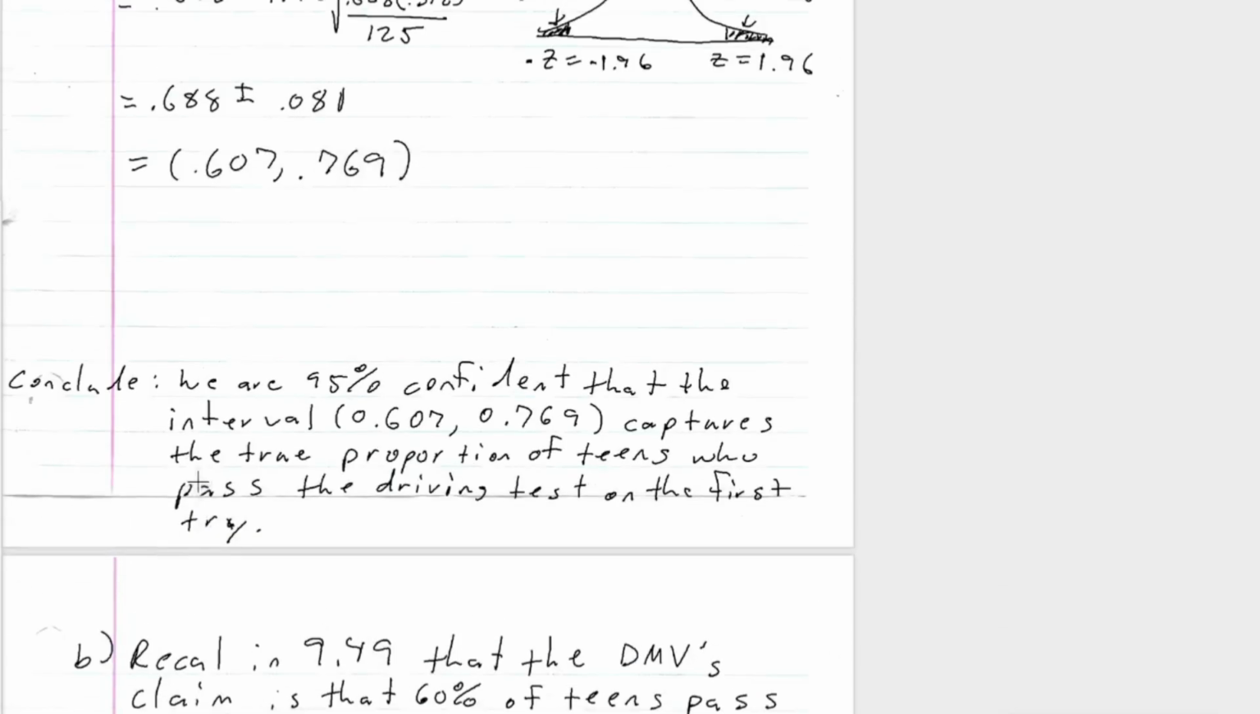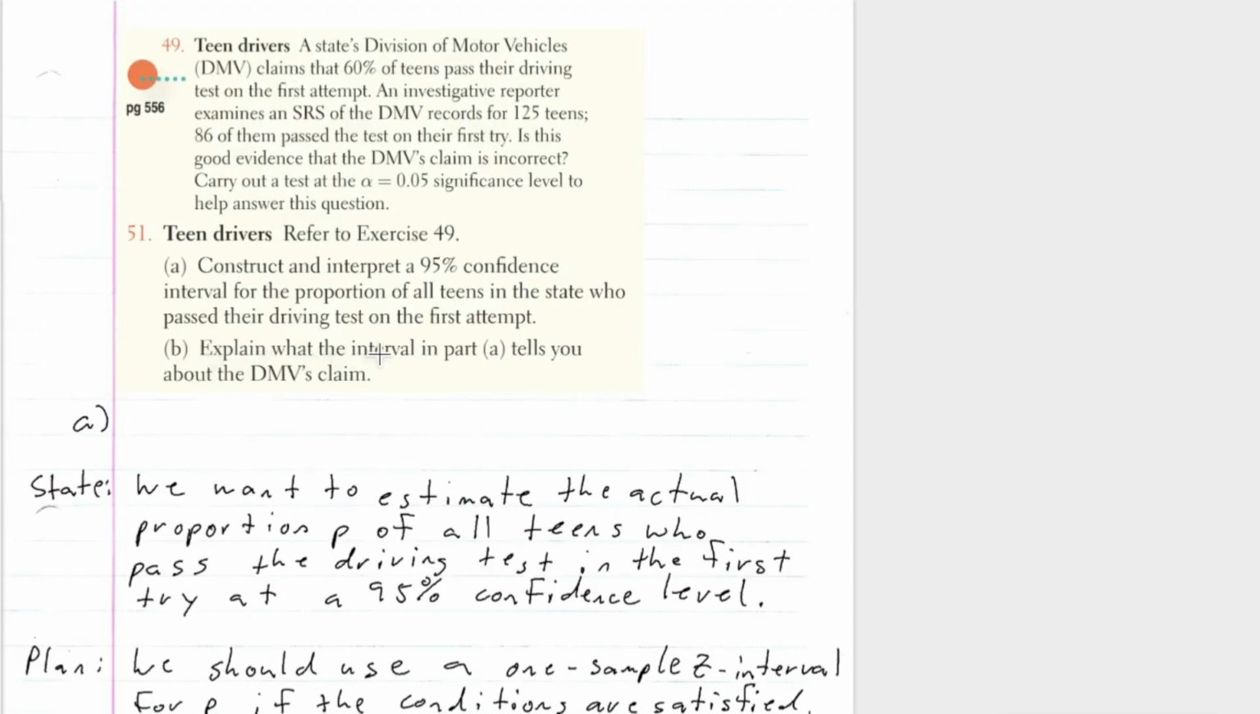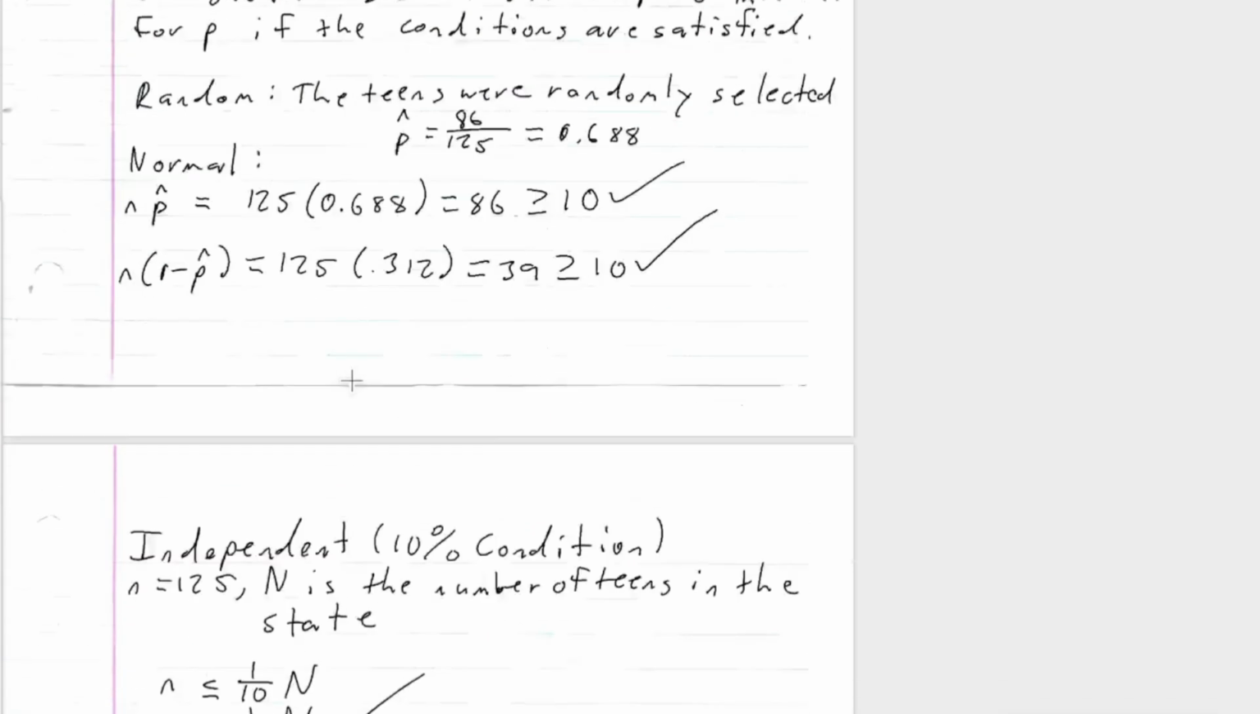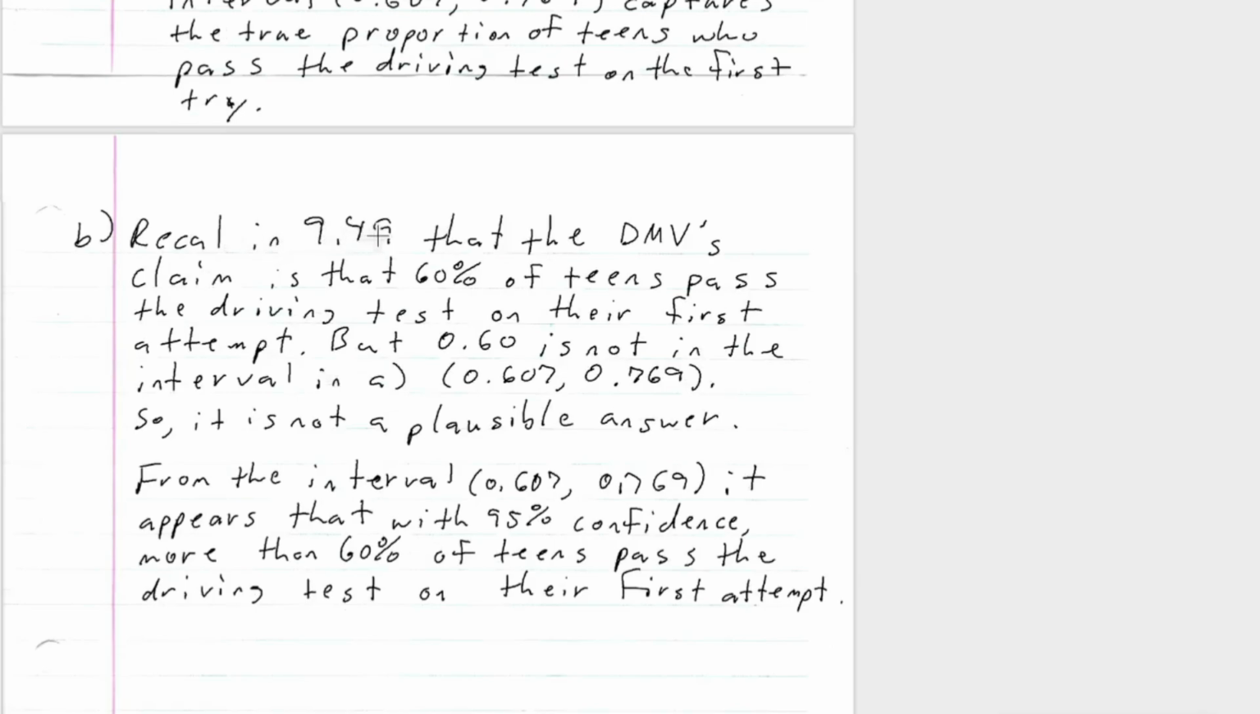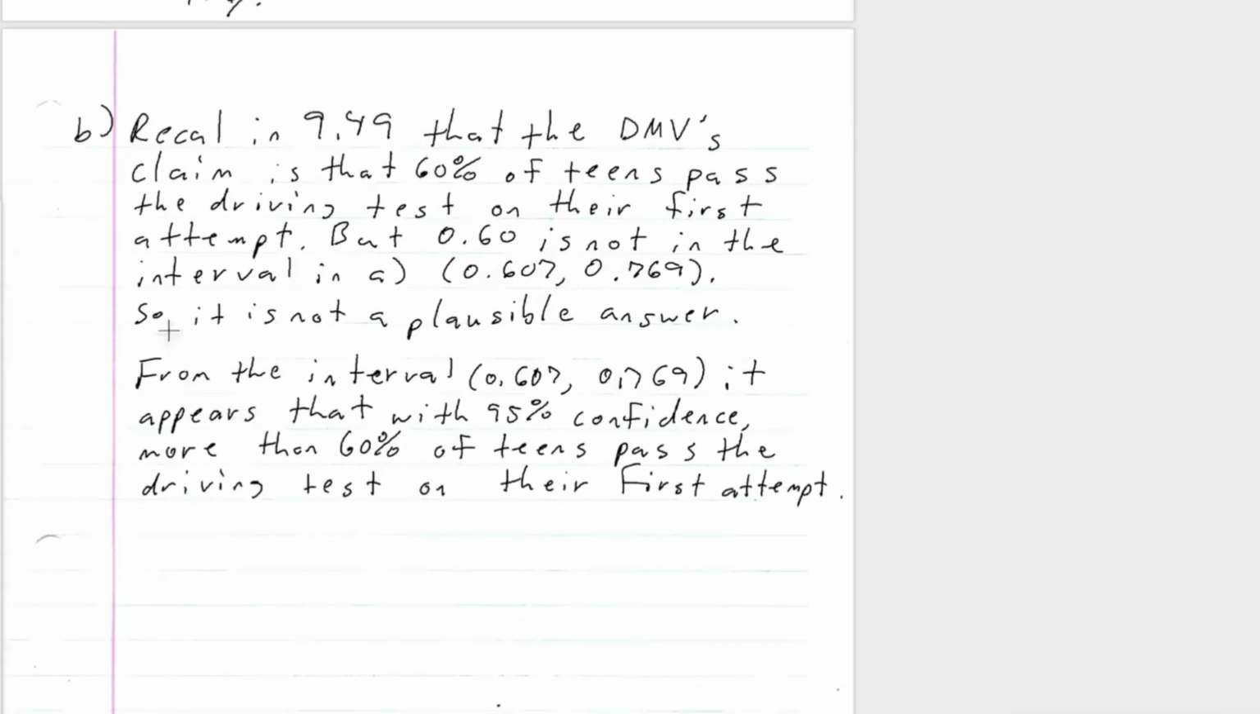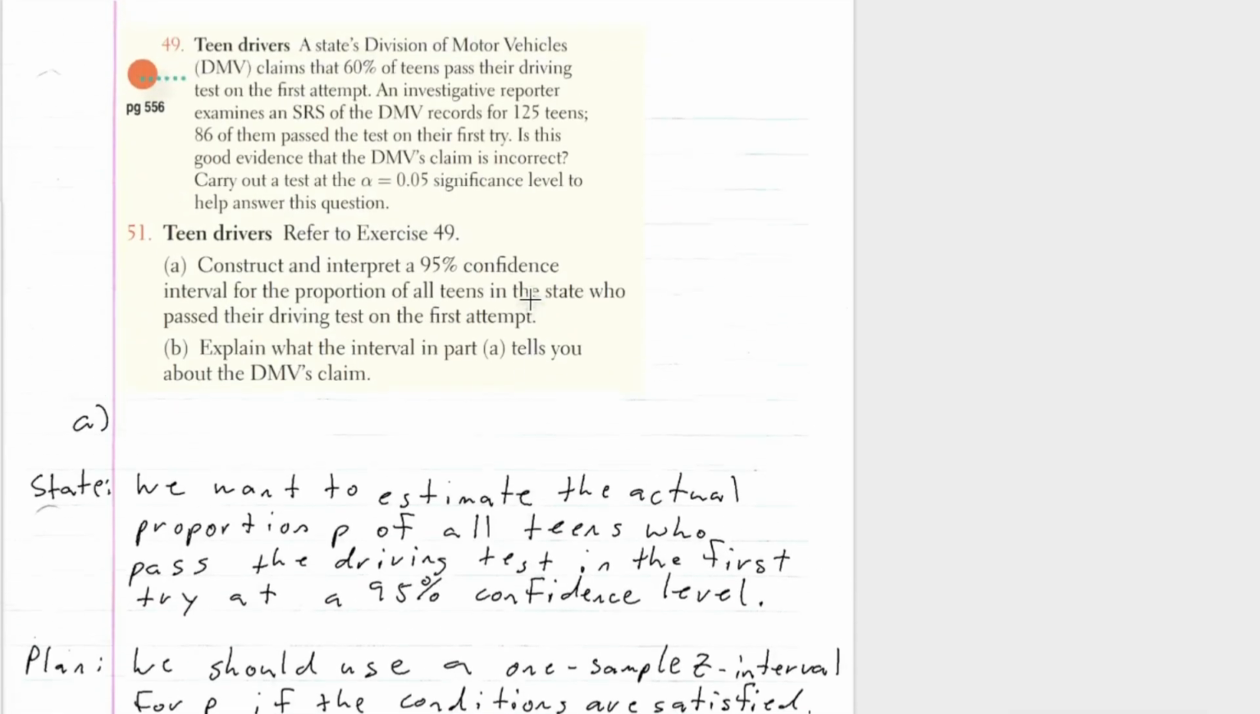And then briefly, part B was asking, explain what the interval in part A tells you about the DMV's claim. So recall in 9.49 that the DMV's claim is that 60% of teens pass the driving test on their first attempt. But 0.60 is not in the interval we calculated in A, right? So it is not a plausible answer. From this interval, it appears that with 95% confidence, more than 60% of teens pass the driving test on their first attempt, which does coincide with the results we got in 49.